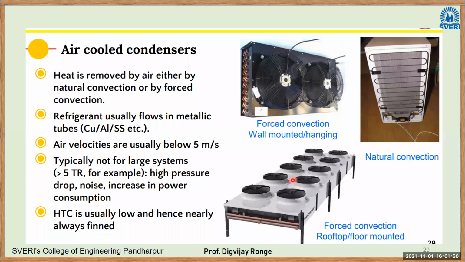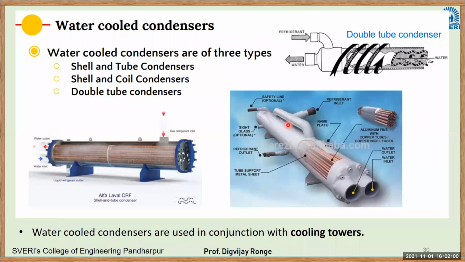So this is again another forced convection, a rooftop or floor mounted condenser. Okay. So this is about the air cooled condensers. Second is water cooled condenser. Again, condenser or evaporator, both are heat exchanger devices. So in water cooled, you will observe a shell and tube assembly. As you can see here, Alfa Laval is famous in production of this.